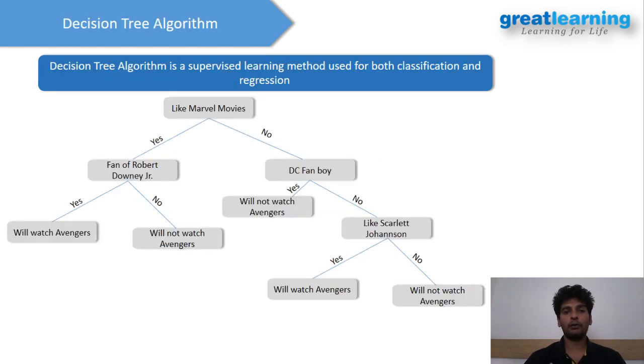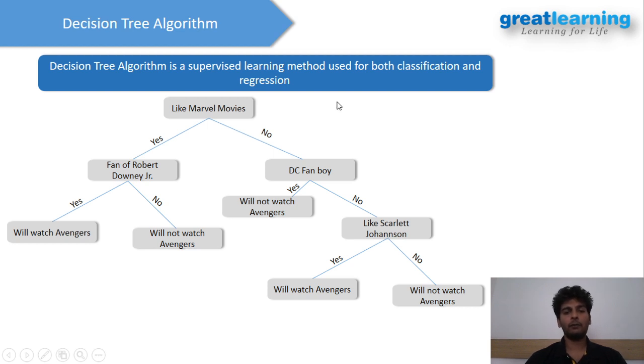Now we'll head on to the most important part of the session, which is the decision tree algorithm. The decision tree algorithm is a supervised learning method which is used for both classification as well as regression purposes, right? So you can both classify the data, and also use it to find out the relationship between y and x. So let's understand the decision tree algorithm with this image over here.